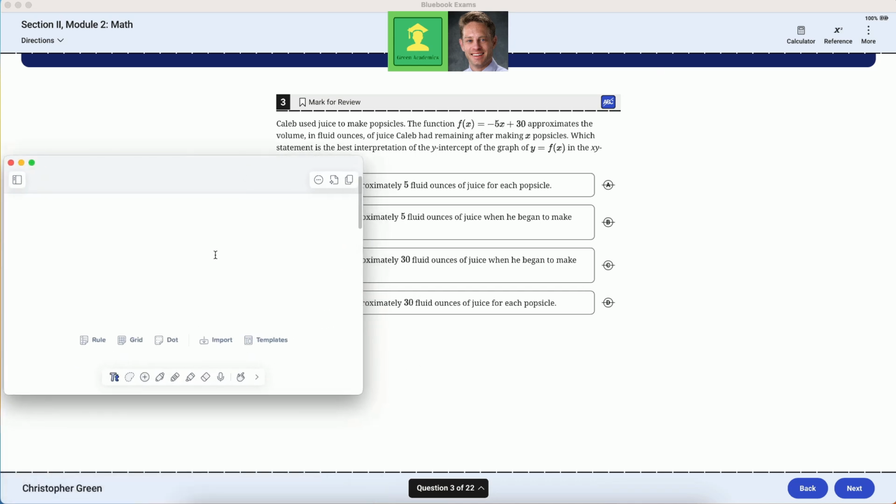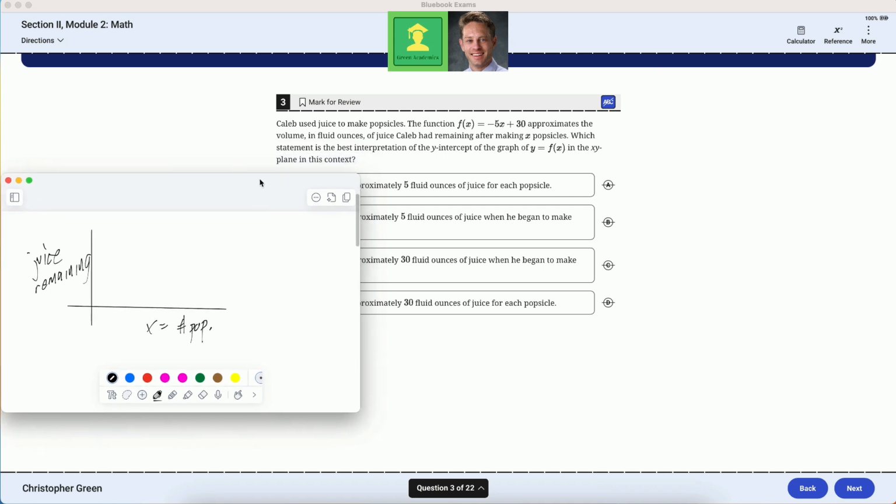It would be juice remaining as the y-axis and number of popsicles. Now bear in mind, it's the juice remaining. So you have a y-intercept of 0, 30, right? Because when you put in 0 for x, you get 30 for y. And it's coming downwards like this. The downward slope is -5.